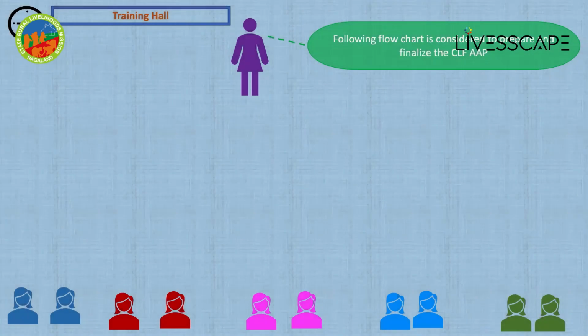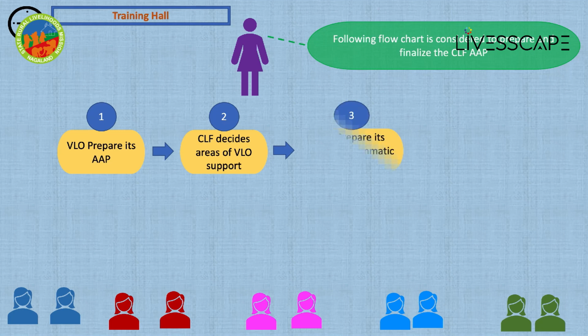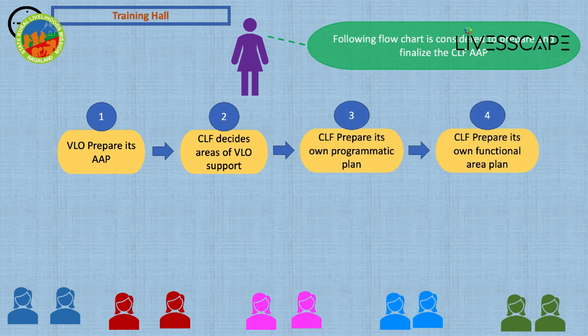The following flowchart is important because this is what is going to be used to prepare and finalize the CLF AAP. So the first stage is that the VLO prepares its annual action plan, which has already happened. The second stage is the CLF decides the area where they are going to support the VLO. Third stage is the CLF then prepares its own programmatic plan, because the CLF also has its own vision and its dimensions where they need to act. They also have their own targets.